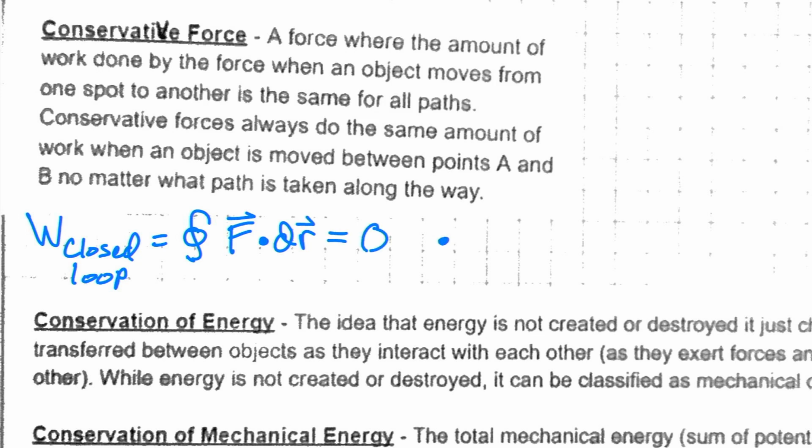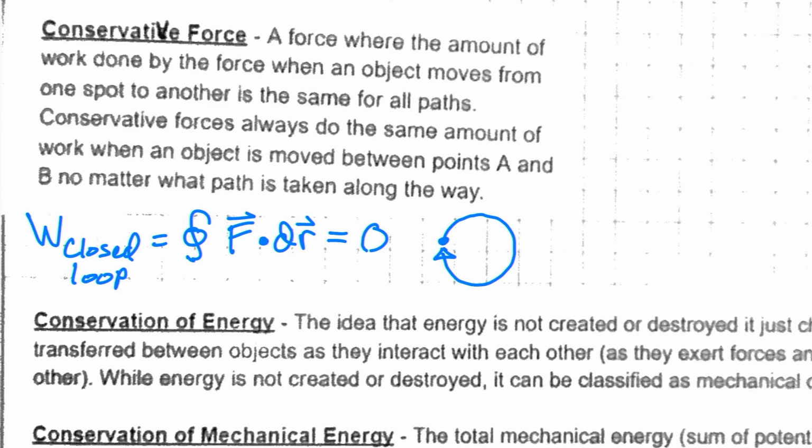That means if I started right here and I did some kind of a loop, it doesn't have to be a circle, it could be any shape. I could do a rectangle. As long as I get back to where I started from, that's a closed loop. The shape of the loop doesn't matter. If I go around that path and I do no work in total, then I have a conservative force.